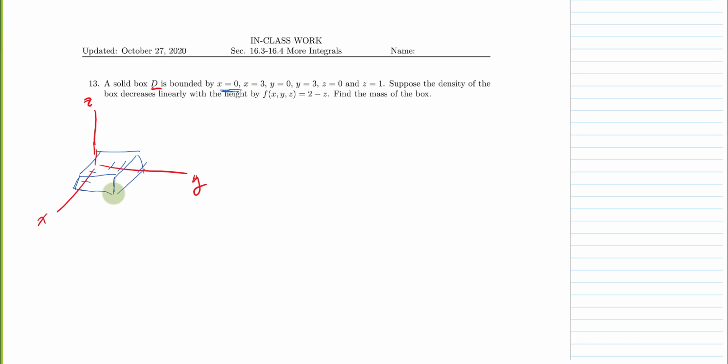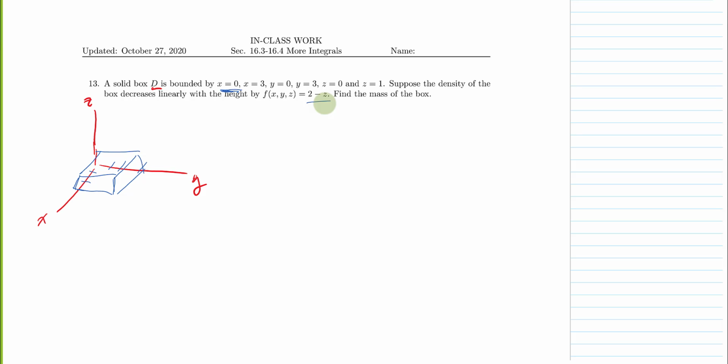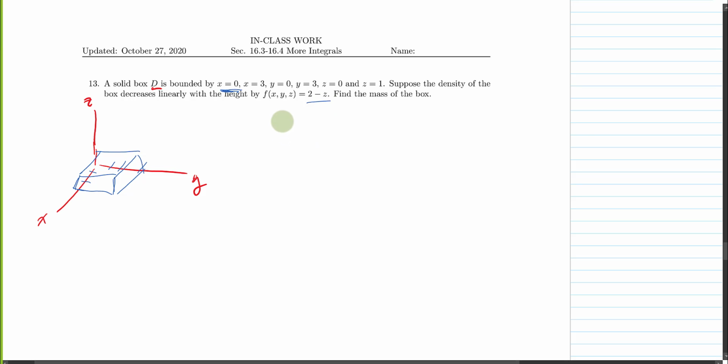But this is a special paver in that the density of the paver depends on the height of this paver. So at any point, your density is 2 minus your z coordinate. So we want to go ahead and set up some sort of triple integral here. What I want to say is that any of the 6 iterated triple integrals will work.